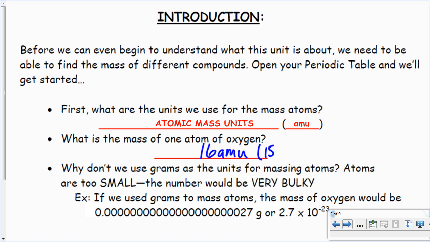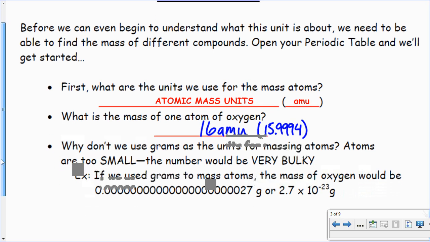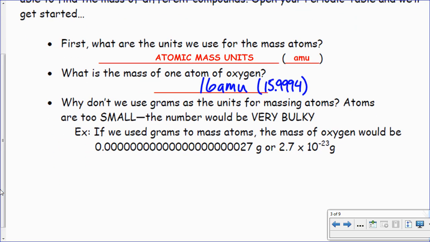That was 15.9994 that I rounded. Okay. Now AMU is the unit there. So we don't use grams as the units here because atoms are way too small. They'd be very bulky to use grams because if we use the grams to mass atoms, the mass of an oxygen atom would be 2.7 times 10 to the negative 23rd grams. One atom of oxygen would be way too small of a number to deal with.